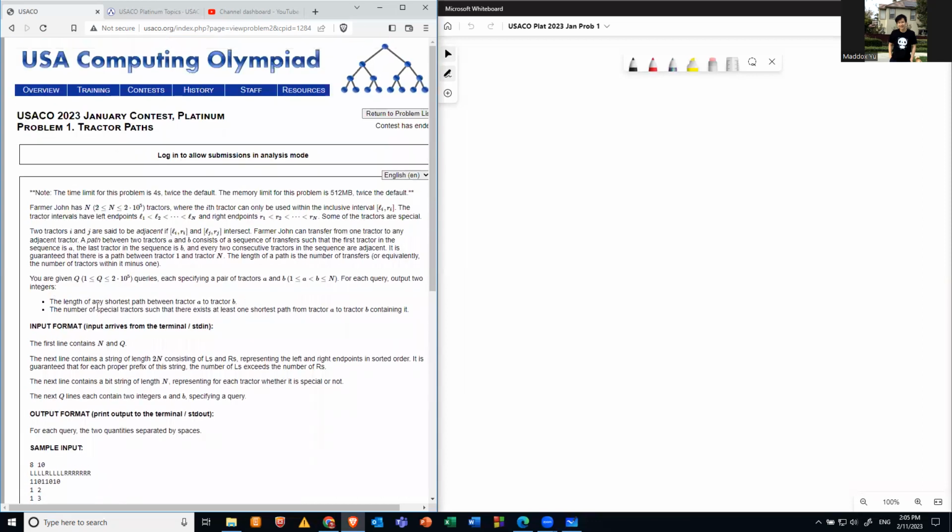So the tractors are like this. For example, you have one of them, let's say it's L1 and R1. You have a second one, L2, R2. Then you can jump from here to here. Then if you have the third one, L3, R3, you can continue to jump. Then if you have the other one, L4, R4, they're not overlapping, so you can't jump.